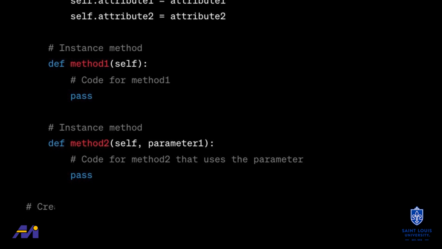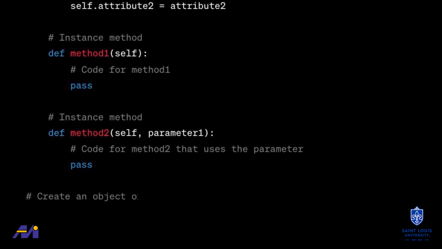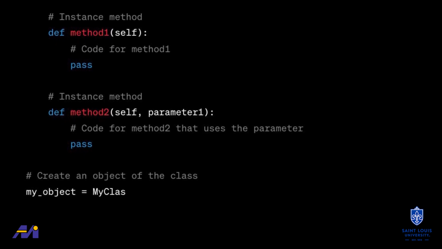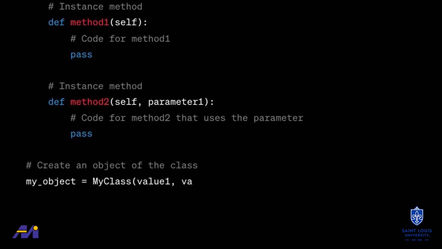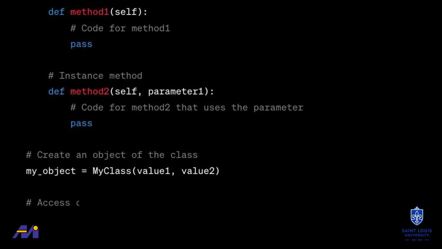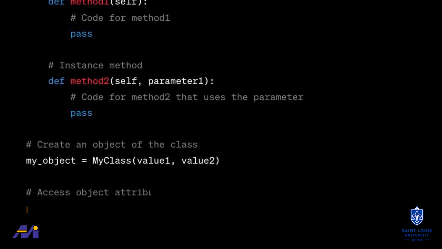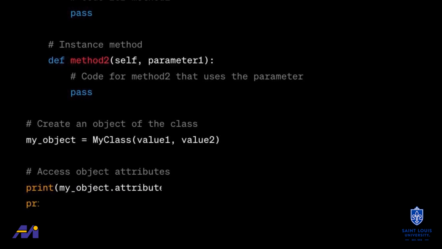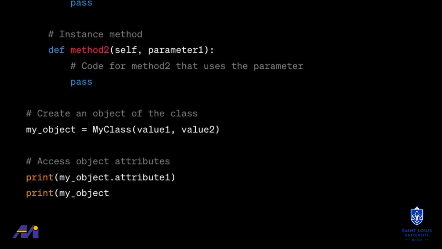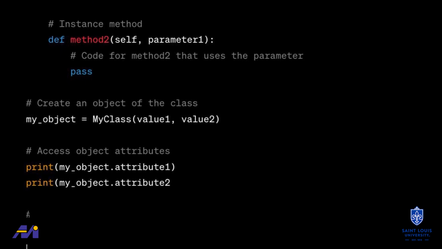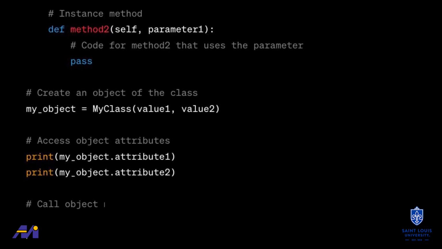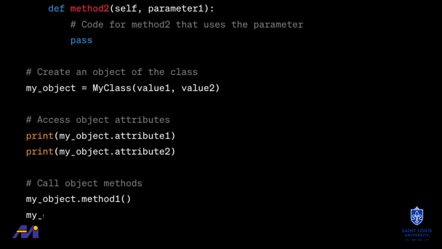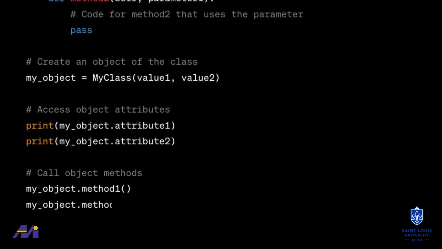In Python, classes and objects are the fundamental concepts of object-oriented programming, or OOP. Classes define the blueprint or template for creating objects, and objects are instances of those classes. Let's start by understanding the basics of classes and objects. A class is a user-defined blueprint or prototype that defines the attributes or data and methods or functions that an object of that class can have. It serves as a template for creating objects.